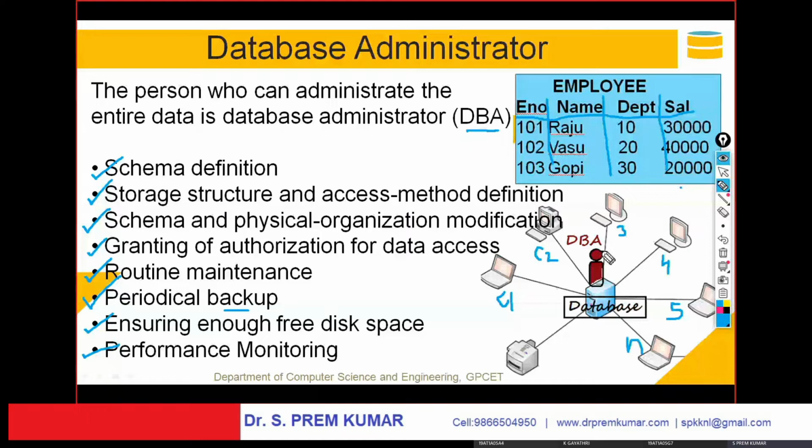Are you getting the point? He is the person for defining the data. He is the person for storage structure and access method. How to see the data, that is, how to access the data. Data can be accessed in different ways. Suppose I want to see it in descending order of salary, or in ascending order of salary. I want to see the data according to the department, or in ascending order of their names. How to see the data is prescribed and recommended by the DBA, which stands for database administrator.